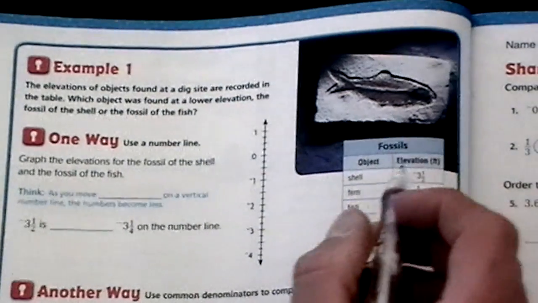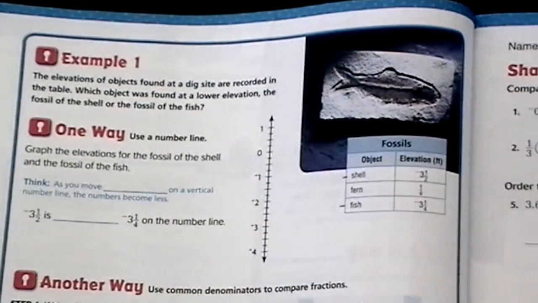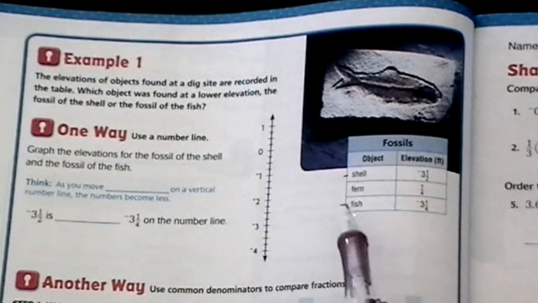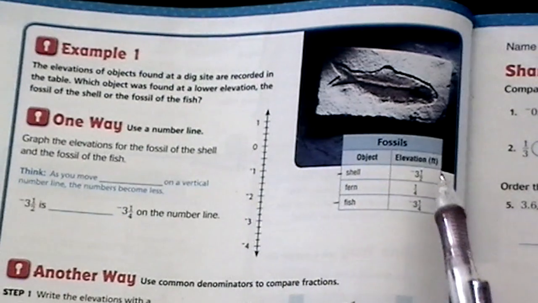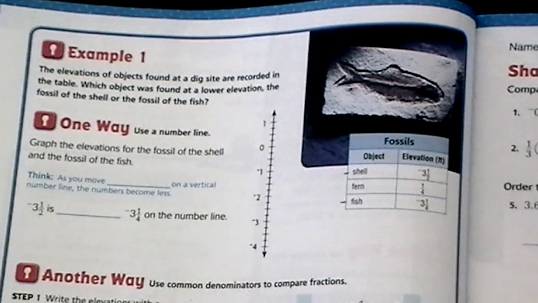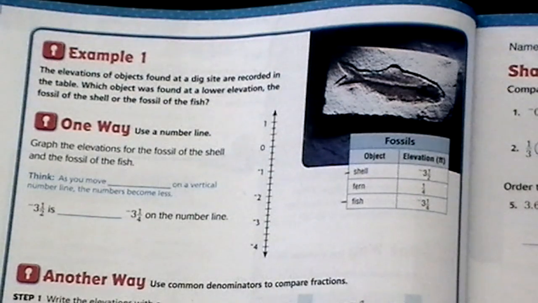I'm going to make a little mark here at fish, and I'm going to make a little mark at shell so I know which I'm looking at on our table. The fish elevation was found at negative 3 1/4 feet, and the shell was found at negative 3 1/2 feet. So one way, use a number line. Graph the elevations for the fossil of the shell and the fossil of the fish.